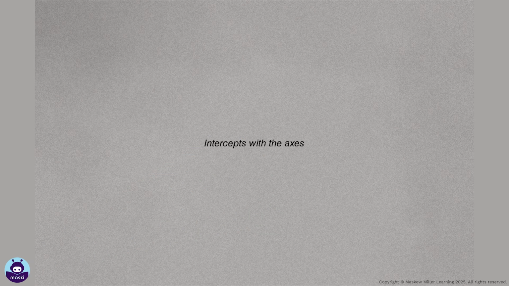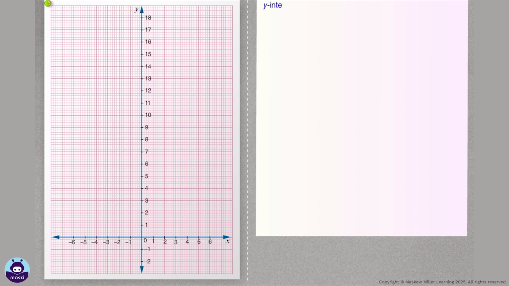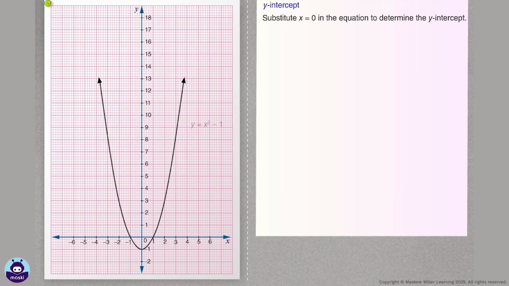Intercepts with the axes. A parabola, or any curve, can make intercepts with the x-axis and the y-axis. The y-axis has an x-coordinate of 0, so we substitute x equals 0 in the equation of a curve to find its y-intercept. For the parabola f of x equals x squared minus 1, the y-intercept can be found as y equals x squared minus 1. The y-intercept is (0, -1).